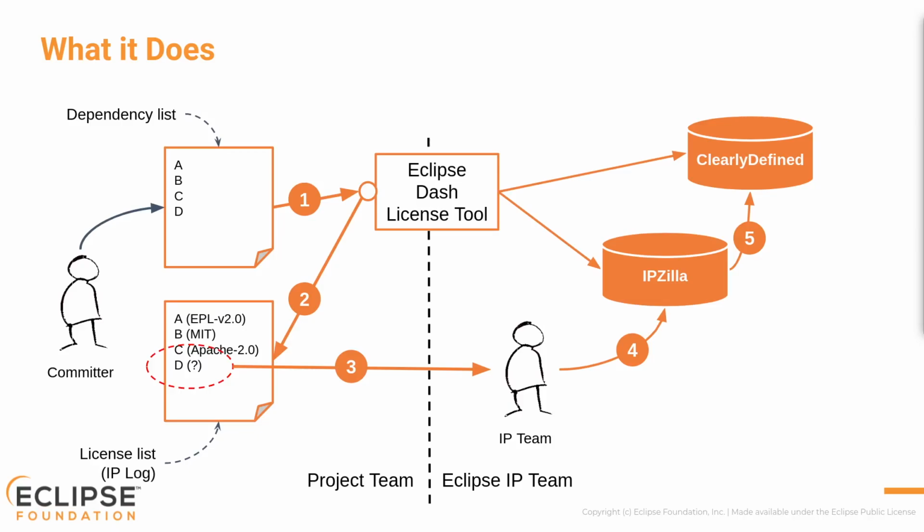At the end, the hope is that we wind up with a complete accounting of all third-party content under compatible licenses. Note that we currently use two sources of license information. Our primary source is our own database, lovingly referred to as IPzilla. The second is the community-supported, clearly defined project.